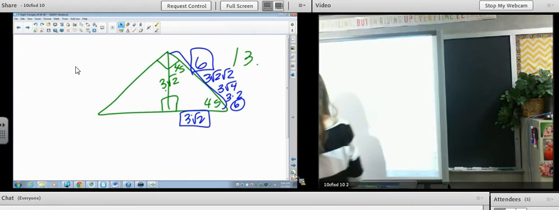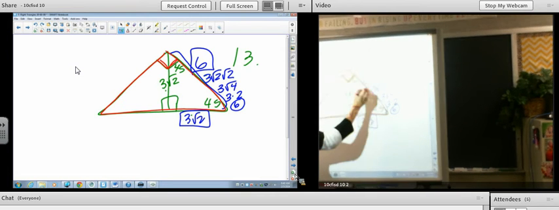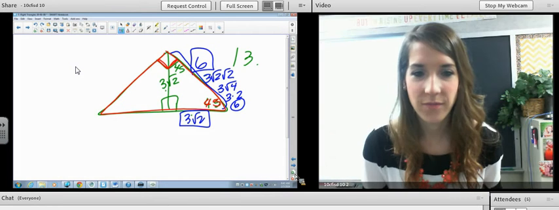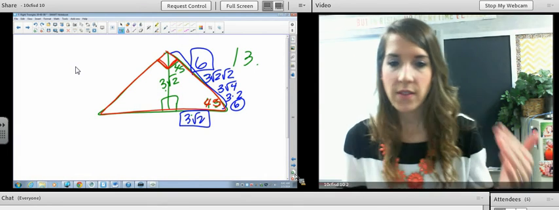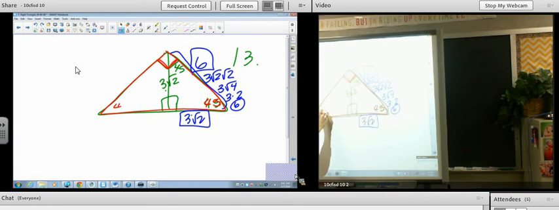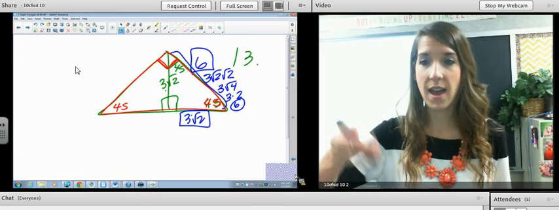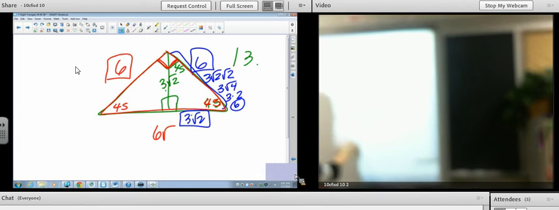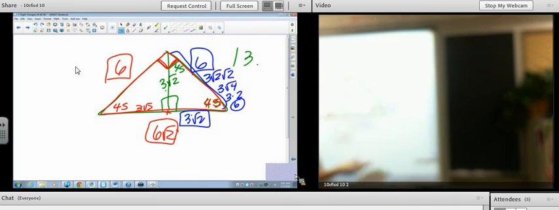Now, look at this big triangle. If this big triangle is a right triangle and it's got an angle of 45, what does that other angle have to be? It has no choice. If you've used 90 and you've used 45, the only thing you have left is another 45-degree angle. So this is actually a 45, 45, 90 triangle. So let's do our pattern. X, X, X root 2. 6, 6, 6 root 2. And that 6 came from the 3 root 2 plus the 3 root 2.